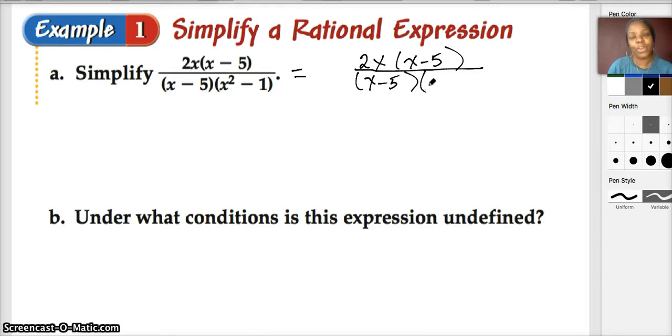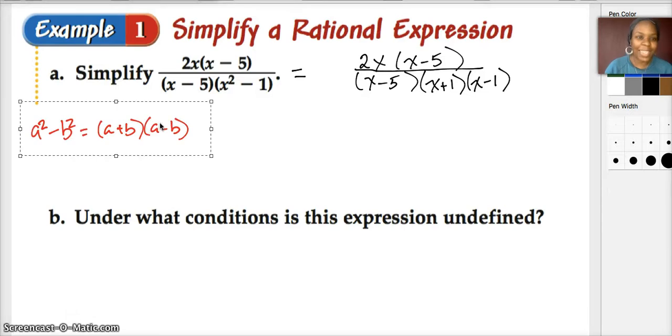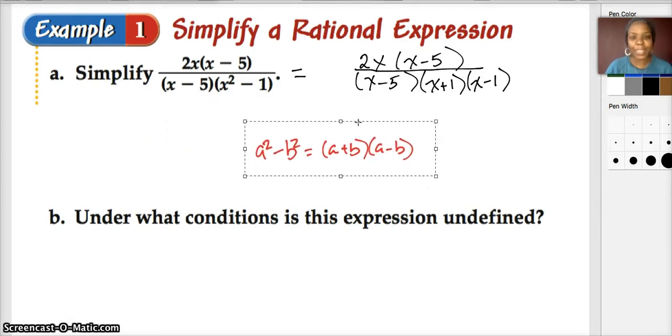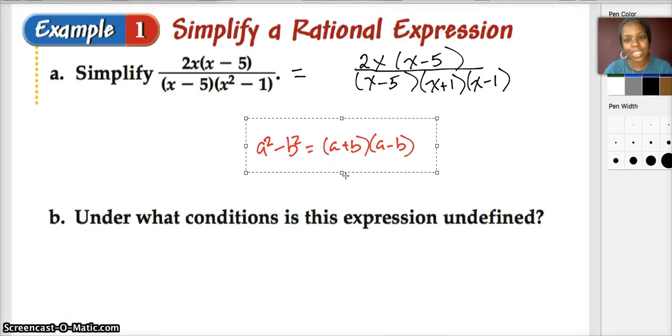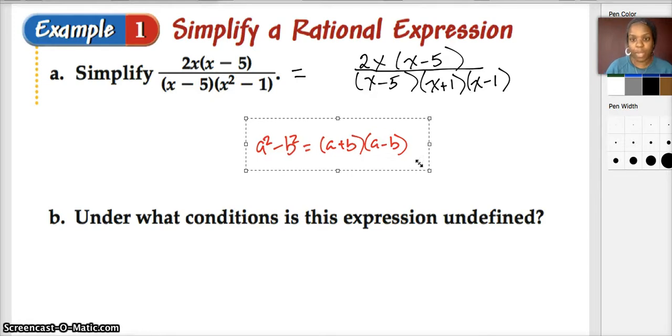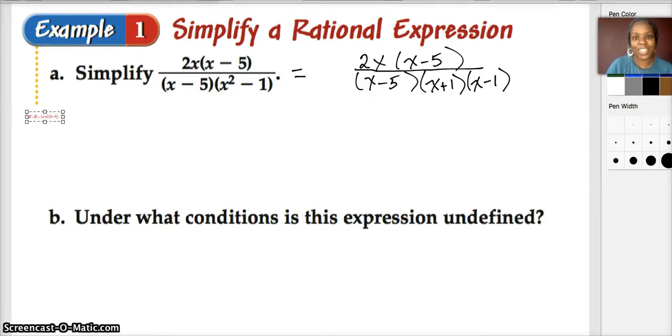And then we're going to factor x squared minus 1. X squared minus 1 is a difference of squares. And if you remember a couple chapters back, we would factor that like this. What we're remembering here is that a squared minus b squared, difference of squares, will always be factored in a way that we can write it as a plus b times a minus b. Okay, with that out of the way, let's continue on.